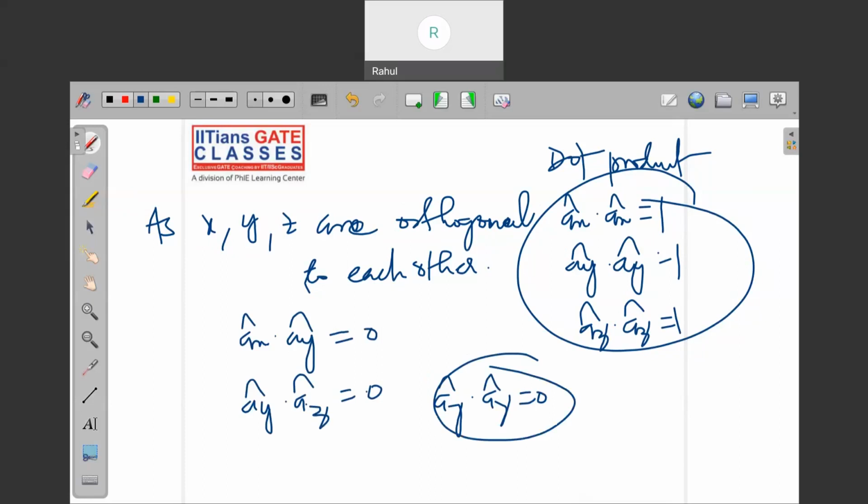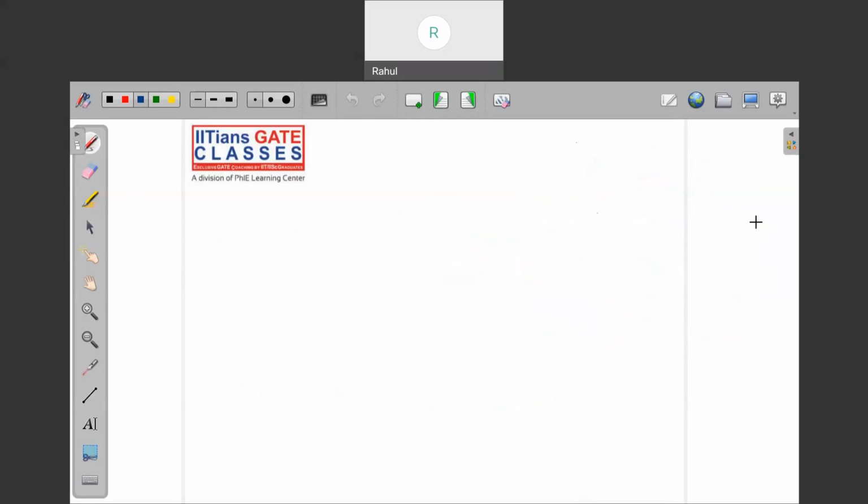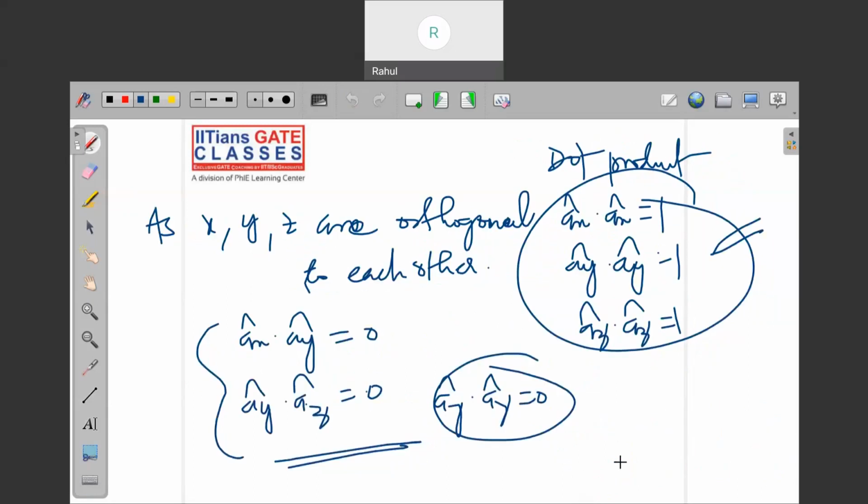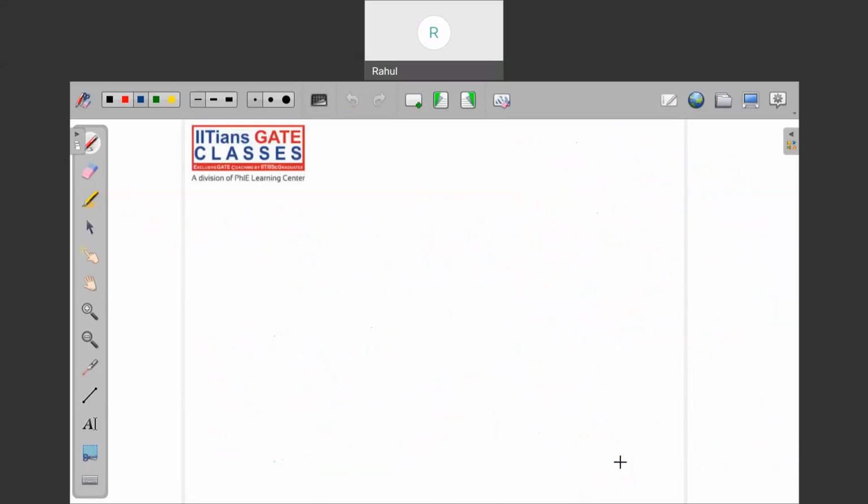Why? Because they are orthogonal to each other, so cos 90 is going to be 0. In this case, cos 0 is 1. Please keep in mind why they are becoming 0. So this dv can be written as, this is del v and this is dl vector. Del v and dl vector, you can say.